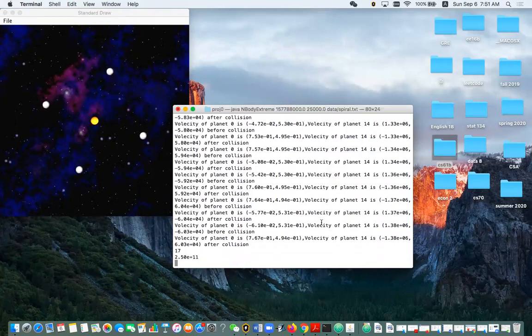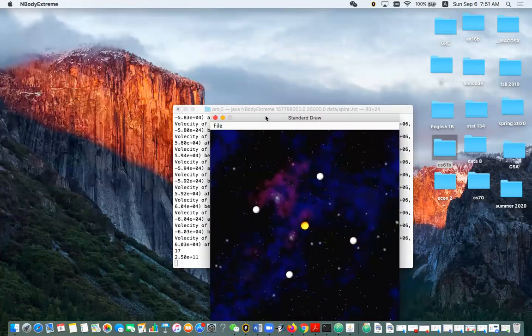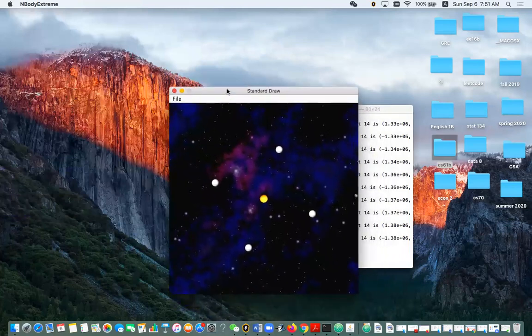And also the previous features still apply here, such as the gravitational force. They are still applying forces on each other, and other methods that I have implemented before in the NBody classes and in the body class are also valid here. So this is just an added feature instead of changing the previous program.